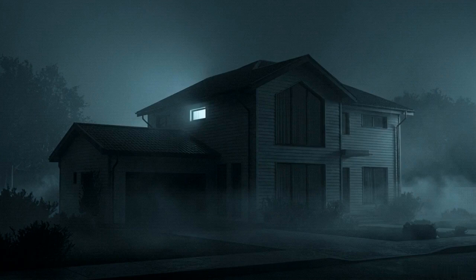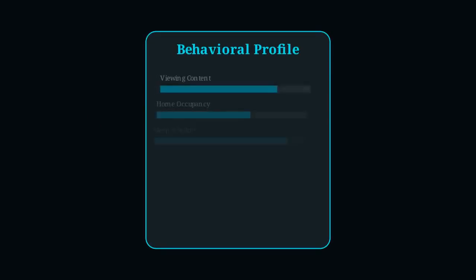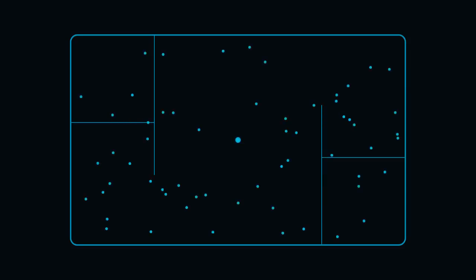By the time you go to bed, your private habits have been converted into a detailed behavioral profile that companies can use for targeted advertising. This house blueprint is now completely saturated with data. In just 12 hours of normal usage, your smart home has generated a massive web of information about your life.